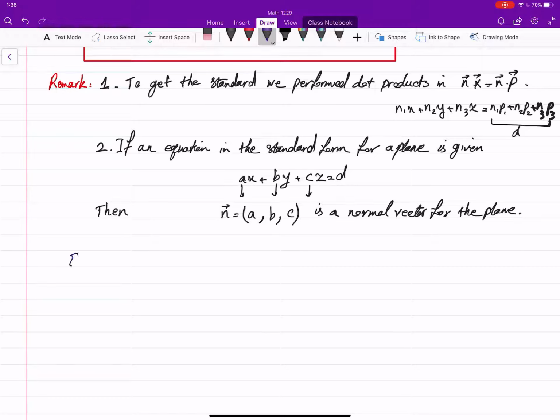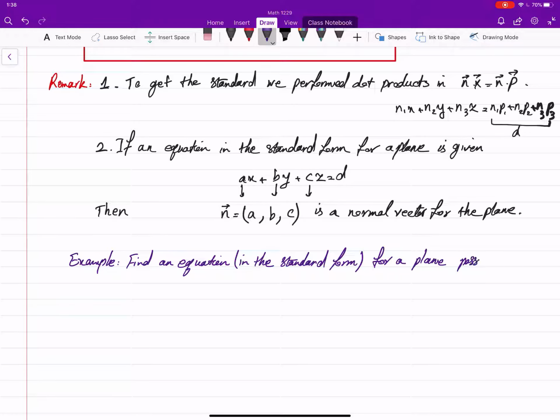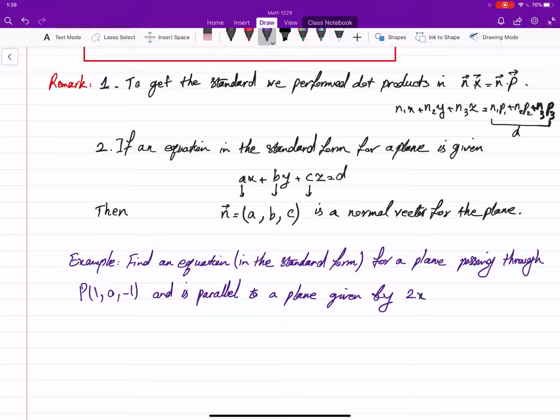Let's finish the video with an example. Example: find an equation in the standard form for a plane passing through the point P, let's just say 1, 0, -1, and is parallel to a plane given by this equation, 2x minus y plus z is equal to -3. Oh, sorry, this is plus 3. Okay.